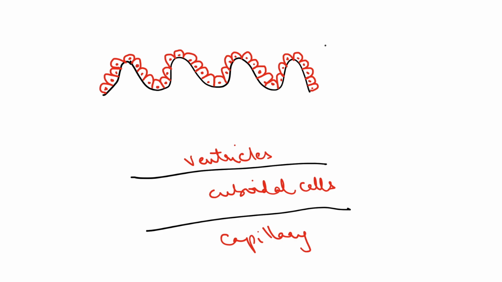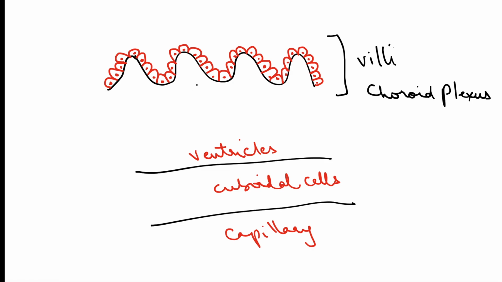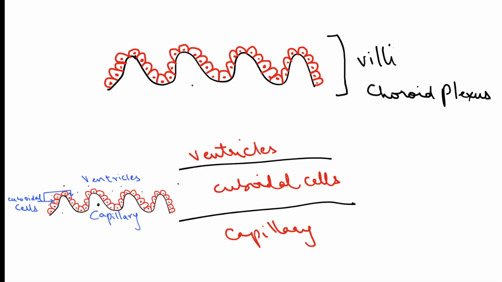Now you can see here, there is a rough sketch of villi, singular is villus. This villi is the functional unit of choroid plexus. It has the cuboidal cells. So this villi has a loop of tiny capillaries separated from the ventricles by a cuboidal epithelial cell layer. So this is a cuboidal cell layer.